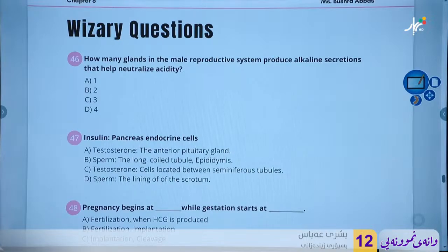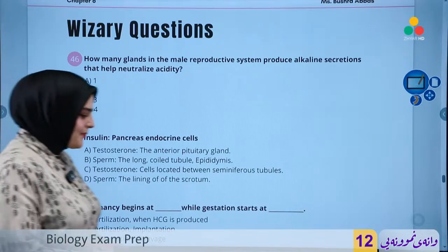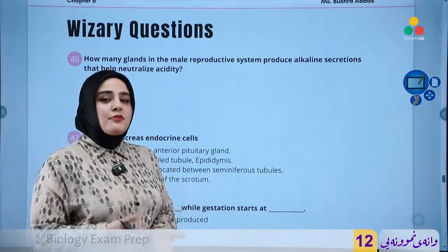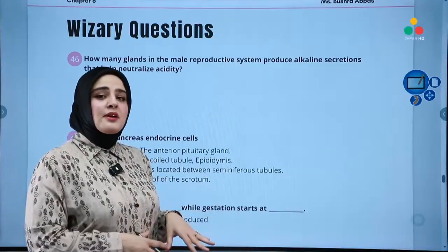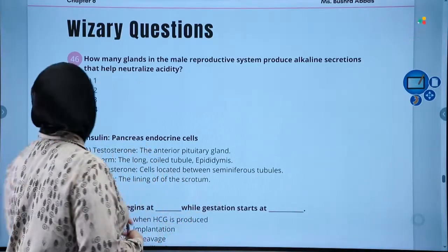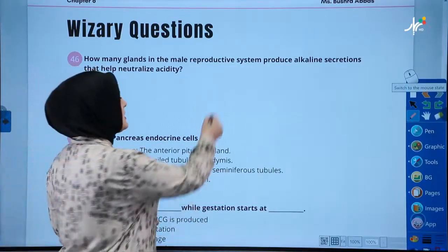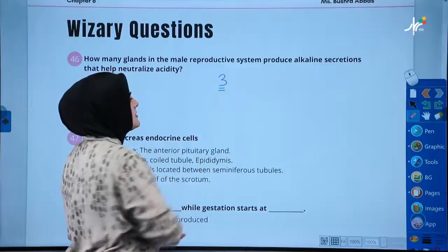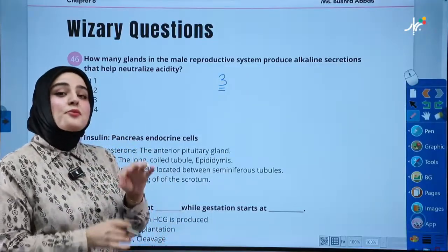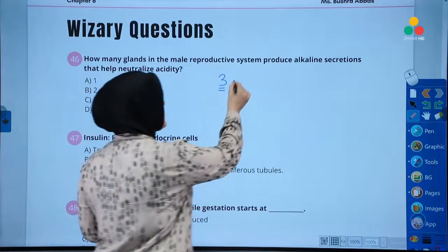How many glands in the male reproductive system produce alkaline secretions that help neutralize acidity? See, if we know the number of glands that are in the male reproductive system, then we don't have a problem. The common answer of how many glands we have, they say 3. That's the most common answer. No, you have 3 types. You don't have only 3. Let's see what the types are.